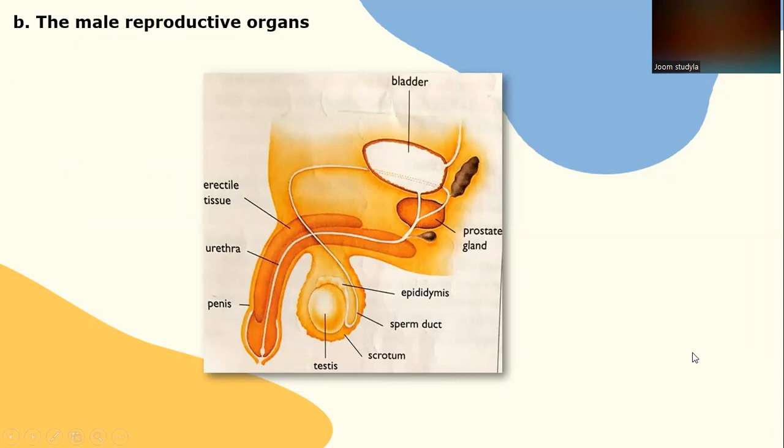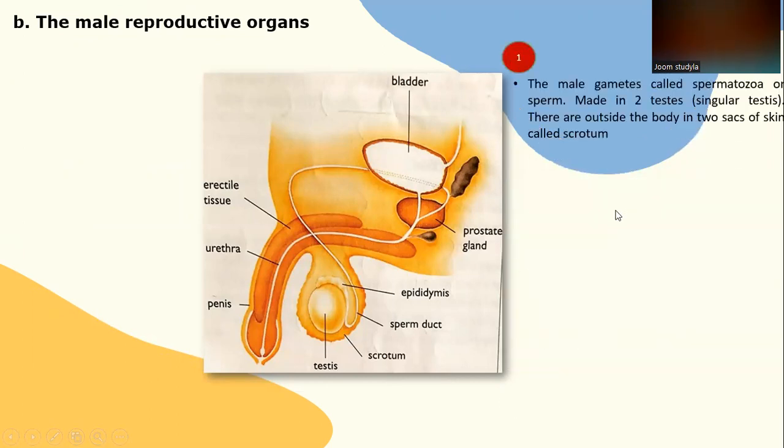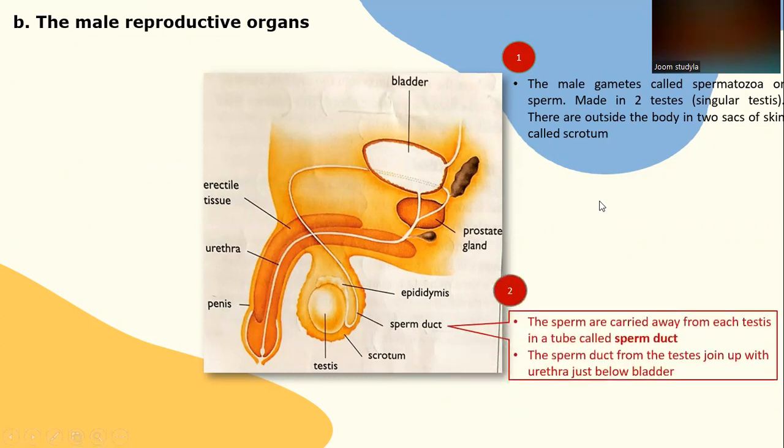The male reproductive organs. The male gametes, called spermatozoa or sperm, are made in the testes. They are outside the body in a bag of skin called the scrotum. Sperm duct. The sperm are carried away from each testis in a tube called the sperm duct. The sperm ducts from the testes join up with the urethra just below the bladder.